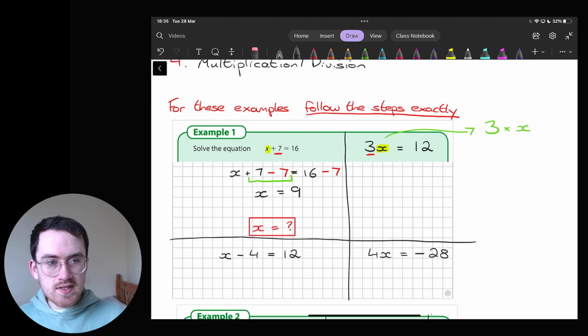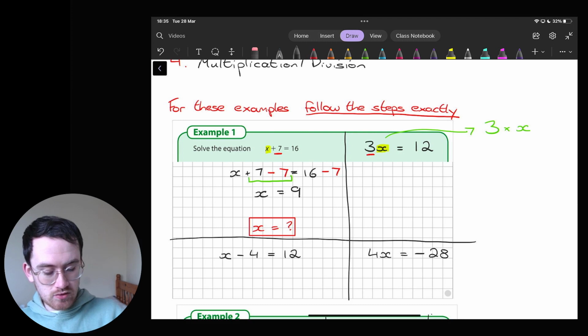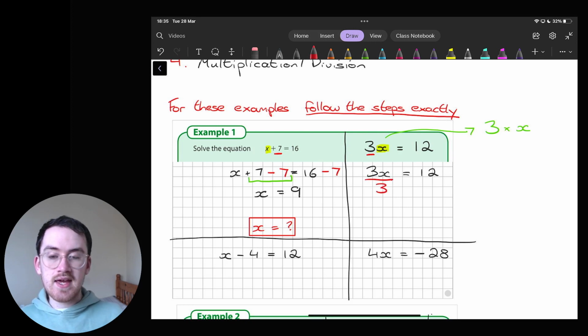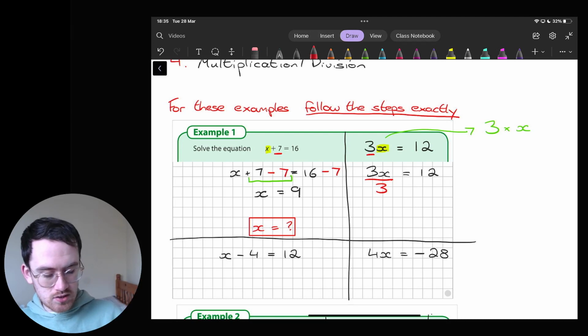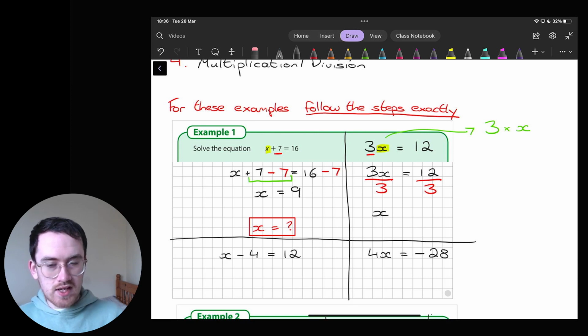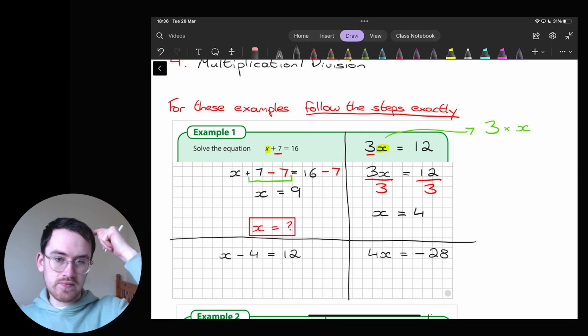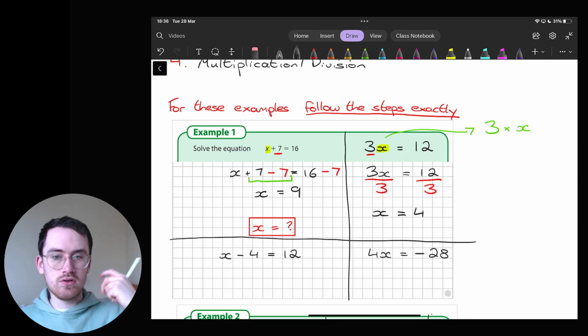Because we know that what's happening here is that this x is being multiplied by 3, the first step that I can do, how am I going to get rid of the 3? What's the opposite of multiplying? It's dividing. So I'm going to divide by 3. Now if I divide that side by 3, I have to do the same thing to the other side. So I divide that side by 3 also. 3 divided by 3 is just 1, so I get 1x, or I can just write that as x. And 12 divided by 3 is 4. And I get that x is equal to 4.